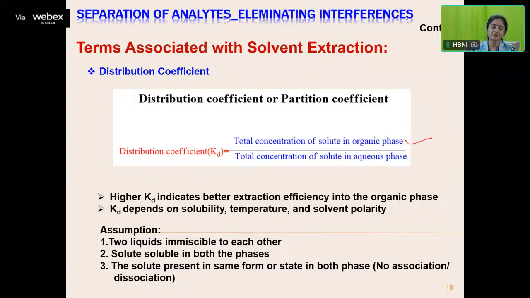Now here we assume two things. All the solvent extraction concept is based on a few assumptions: that the two liquids are immiscible to each other, the solute is soluble in both the phases, and the solute presents the same form or state in both phases. No association or dissociation is happening, and no interaction with the solvent is happening.